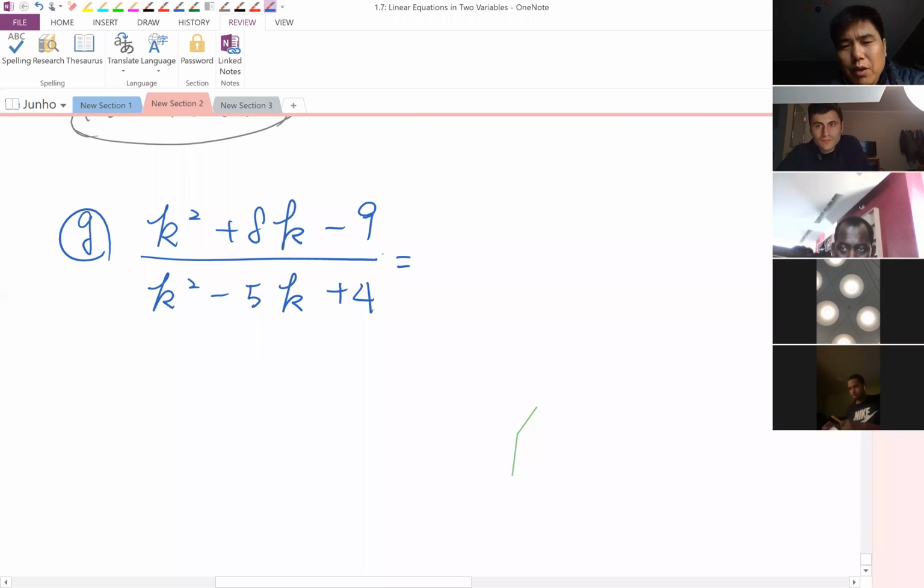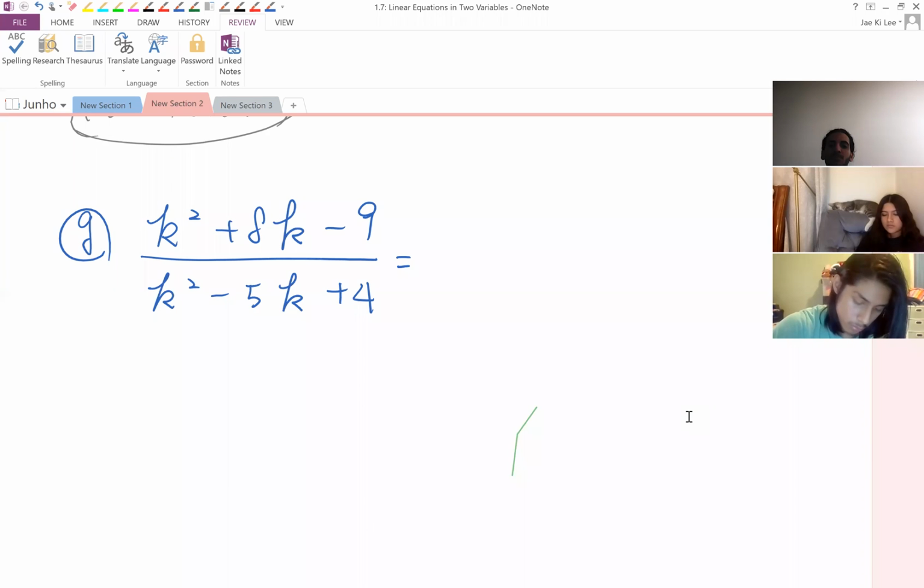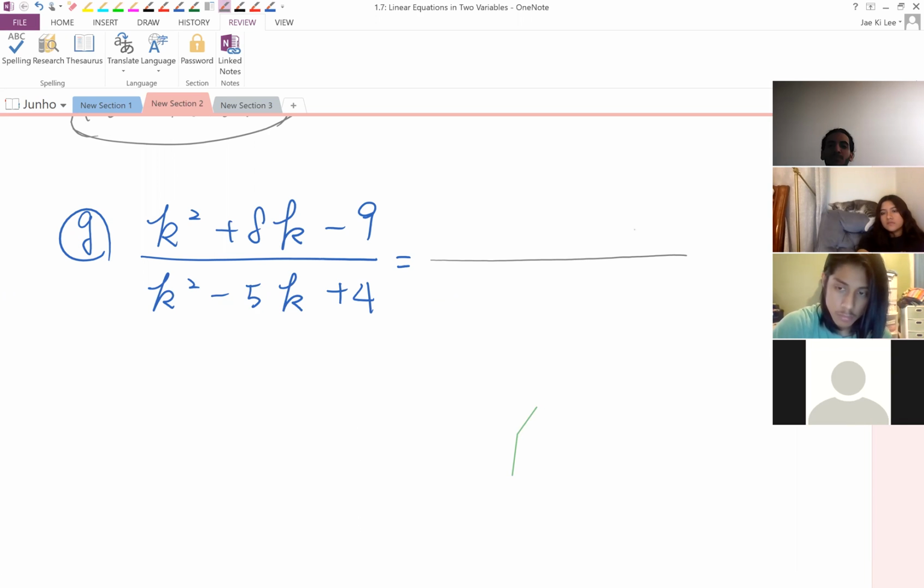Okay, Santiago, are you here? Santiago? Santiago, if you hear me, can you give me the factoring answer for the numerator? Santiago? The k squared plus 8k minus 9, it should be, I think, 4 and 3.